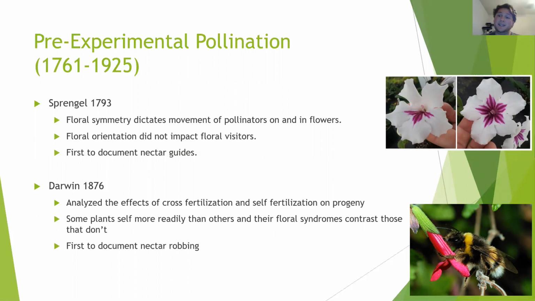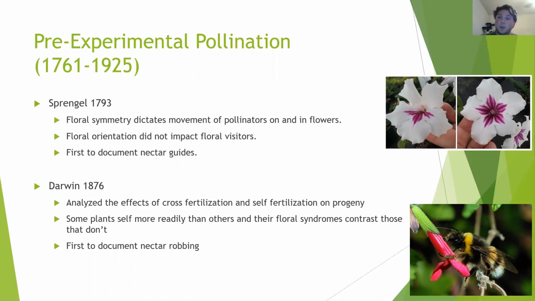Then you have Darwin in 1876, who was analyzing the effect of fertilization. And so he wanted to understand how cross-fertilization versus self-fertilization impacted the progeny of the plant. And so what he ended up finding was that some plants will self-fertilize more readily than others, and that the ones that do tend to have different floral syndromes than those that don't, and that the ones that don't rely on self-fertilization tend to have more attractive flowers to pollinators.